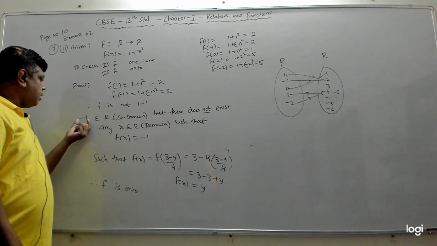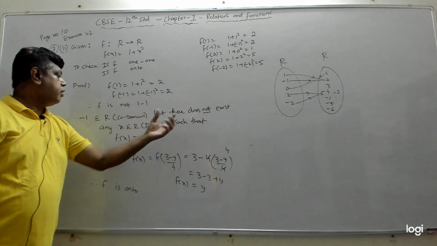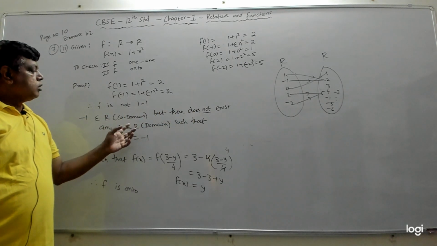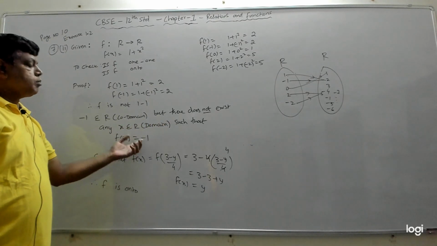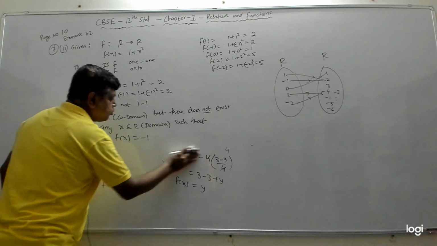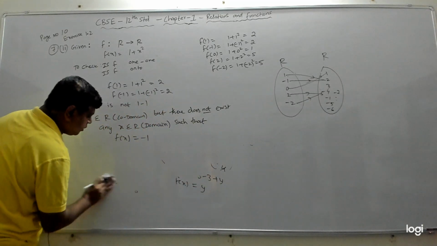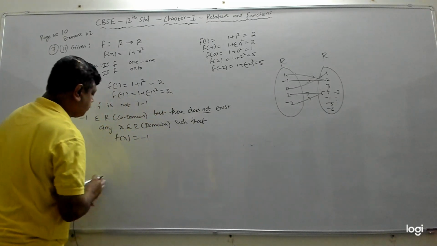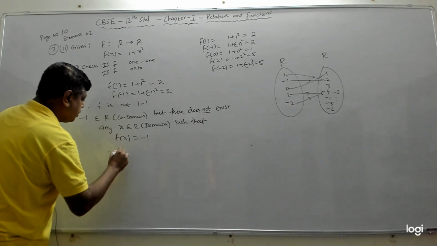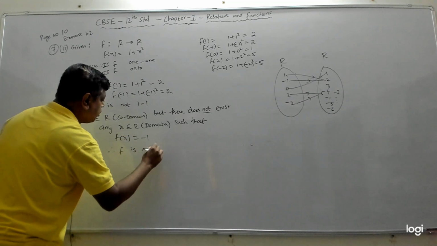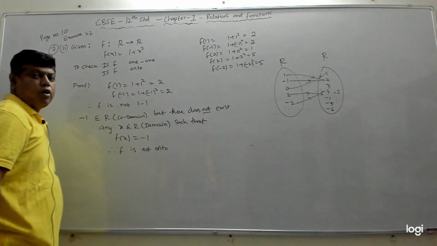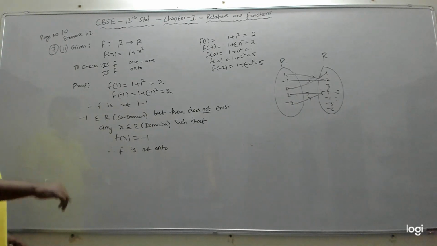You can even say minus 2 belongs to R, but there does not exist any x belonging to R, which is the domain, such that f of x is minus 2. We can write the proof like that also. Therefore, f is not onto, which means f is not an onto function. So this is how we prove this.